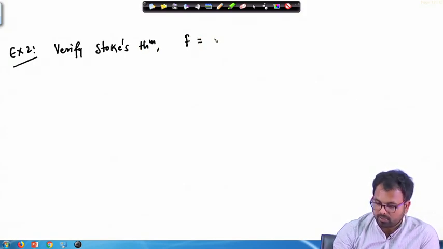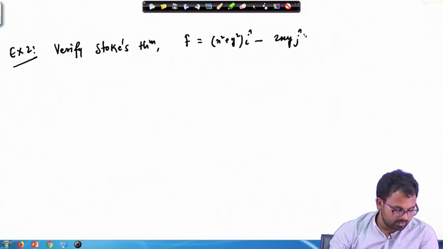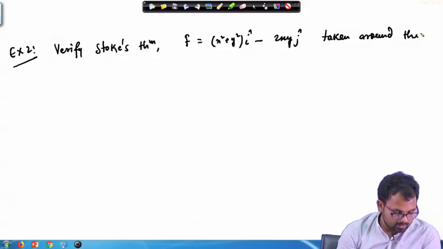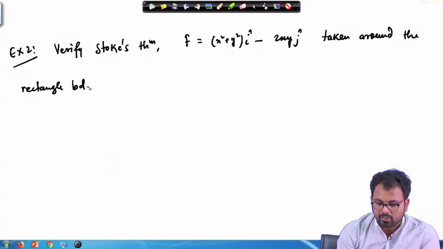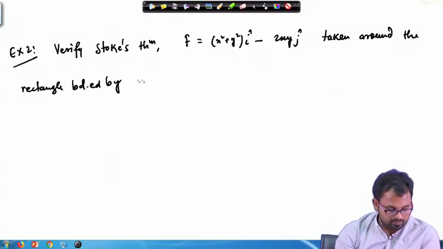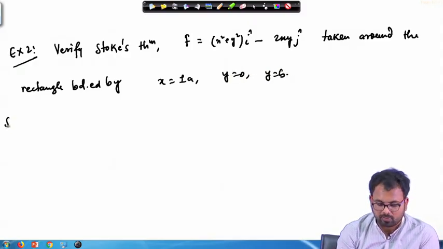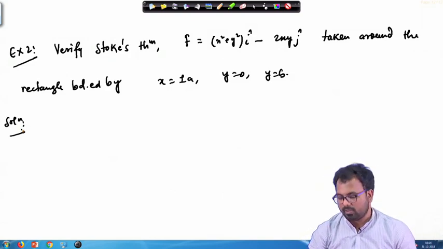F is equal to x square plus y square times i minus 2xy j, taken around the rectangle bounded by x equals plus or minus a, y equals 0 and y equals b. So, this is just one more example for us to practice. It is really not that complicated. It is a lengthy problem, but it is really not complicated.